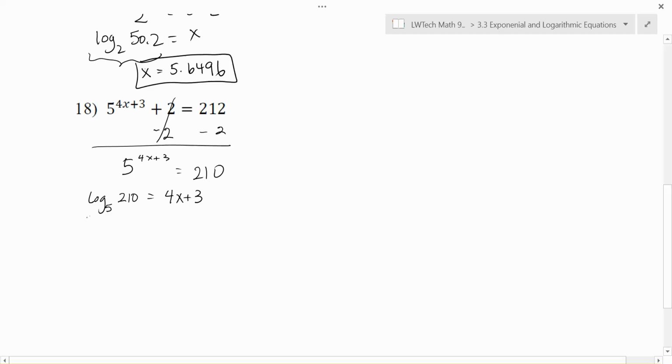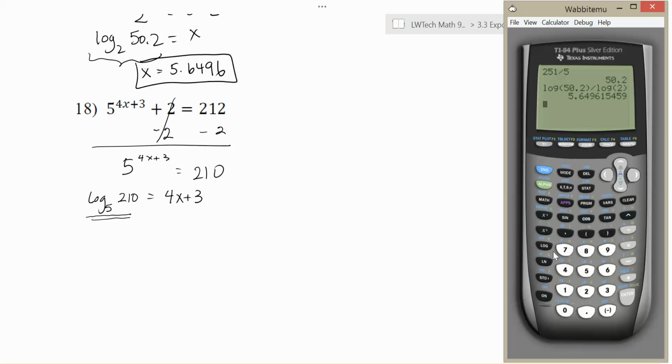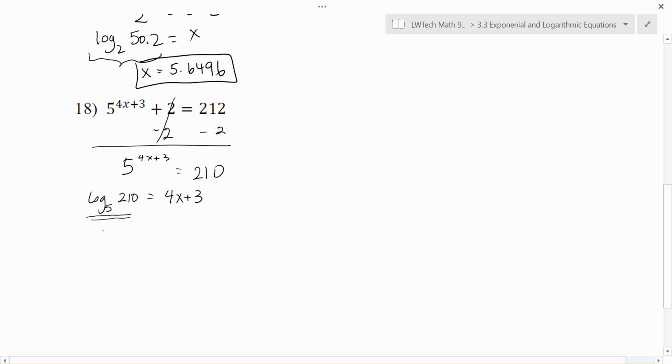Now, at this point, notice that on the left-hand side of the equation, I have an expression with a logarithm that does not have any variables in it, so I can evaluate that on my calculator. So over here, I'm going to do the log of 210. Make sure you close that parentheses, and then I'm going to divide by log of 5 because my log expression here had a base 5 in it. So I need to account for that when I'm using the common log button on my calculator. So here I get 3.3223. And it's still equal to 4x plus 3 on the other side.